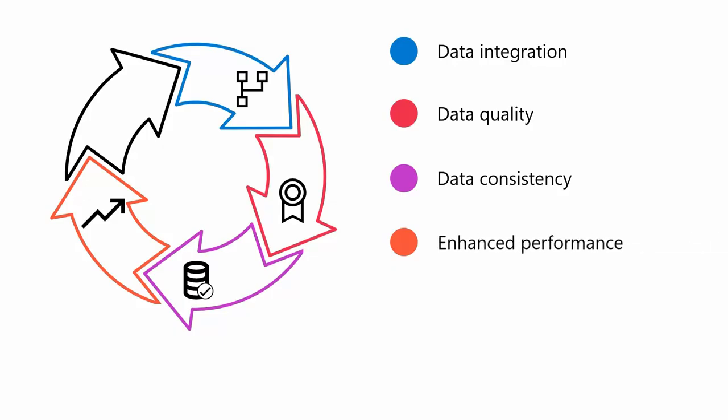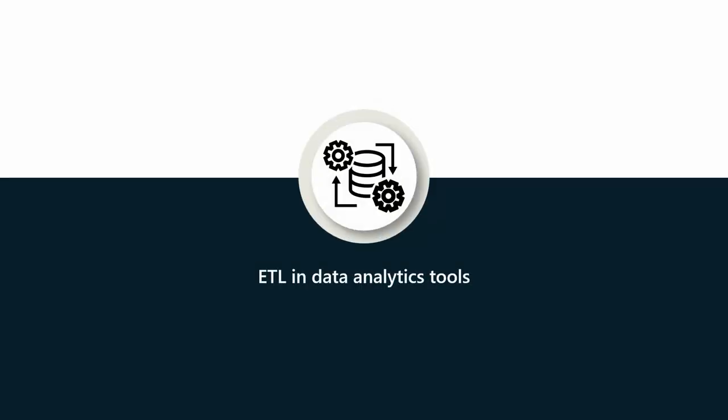Enhanced performance. By aggregating, summarizing, or indexing data during the transformation process, ETL can improve query performance and reduce the load on data analysis systems. And data governance. ETL can support data governance initiatives by helping organizations maintain a single source for their data, ensuring that everyone has access to the same accurate information. Widely used in data analytics, tools like Power BI, the ETL process helps you bring together, refine, and assemble different data pieces into a coherent picture that can drive business decisions.